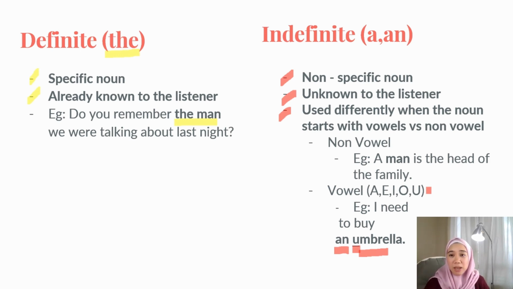A man is the head of the family. Right now this is a non-specific noun because I say a man is the head of the family. I'm not talking about any specific man. It's just a man. It could be my father, it could be your husband. And it is also unknown to the listener because when I say this, do you know who I'm talking about? You don't know. I'm just talking about a man in general. So I hope you understand the difference between definite and indefinite articles.